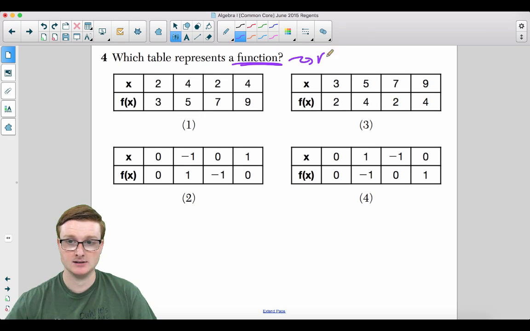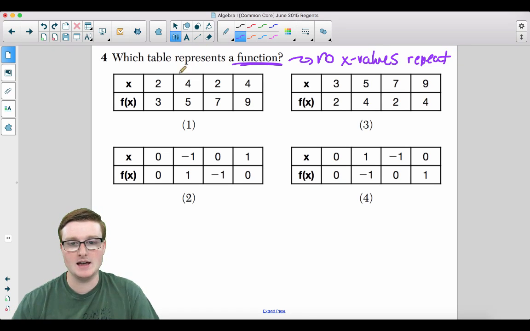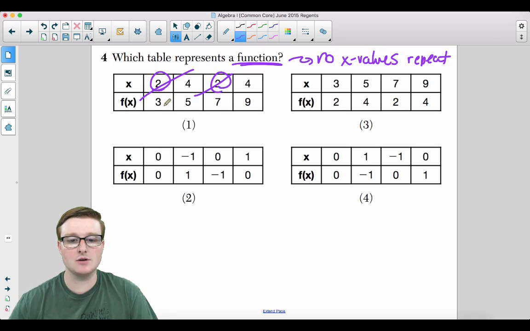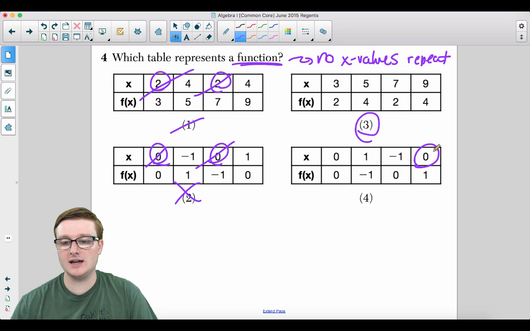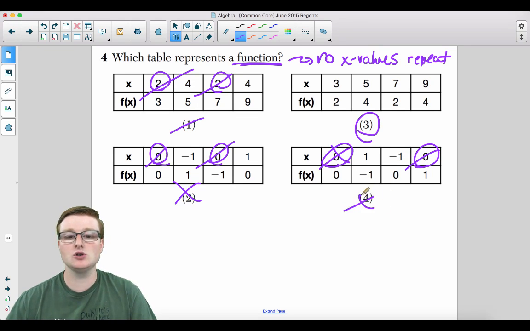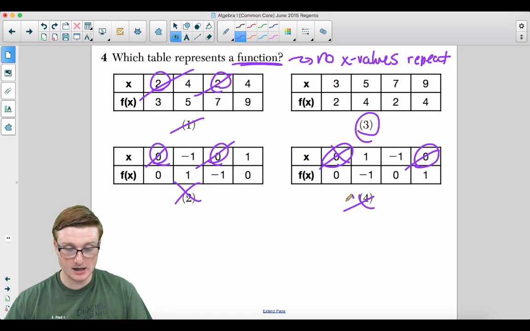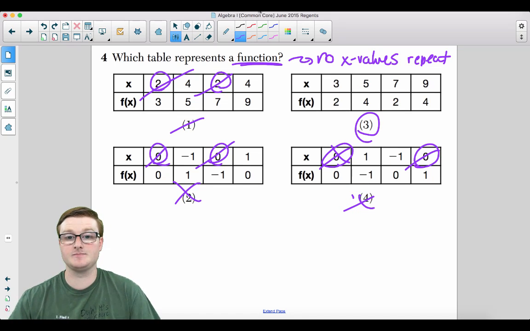Function means that no x values repeat. Okay, take a look at choice 1. 2 and 2. So these values of 2, they repeat, not a function. 0 and 0 repeats, not a function. 3, 5, 7, 9. Yeah, that's a function. 0, 1, negative 1, 0. Again, zeros repeat, not a function. So choice 3 is going to be the right answer because no x values repeat itself.